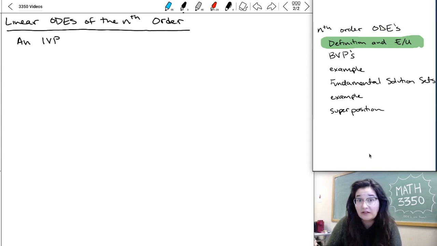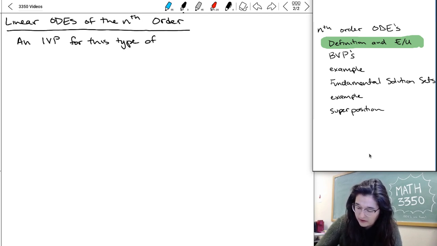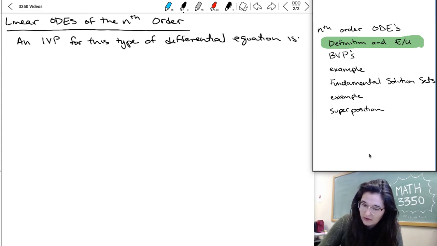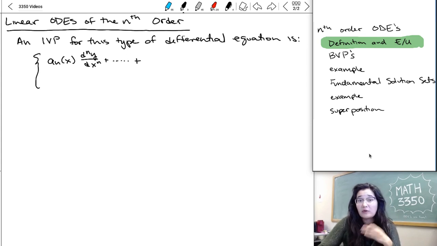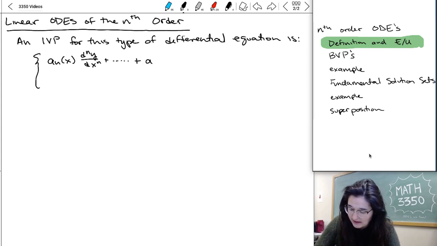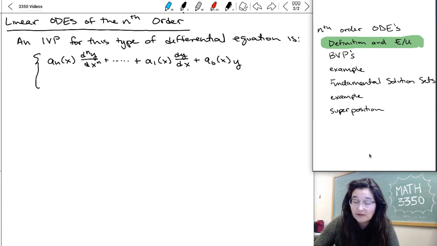So if we wanted to write down an initial value problem for this type of differential equation, it would look like having some function a sub n of x multiplied by an nth order derivative, and for every derivative we have, we would multiply by some function a like that until we start to get down to the lower order derivatives that we're used to, a1 times the first derivative dy dx, and maybe some a0 multiplied by just y, and all of that can be equal to some g of x.